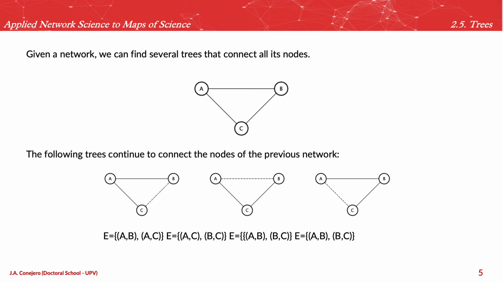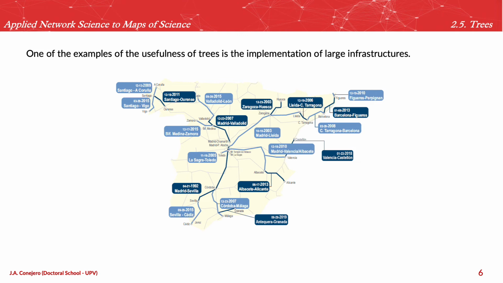So one problem is to find some important trees when we are dealing with weighted graphs. Because when we have a graph, it's interesting also to deal with trees because they permit to connect all the nodes, as we have said. So one interesting case is when we are dealing with the development of infrastructures. Here we have, for instance, the example of the high-speed train in railways in Spain. So this is in fact a tree.